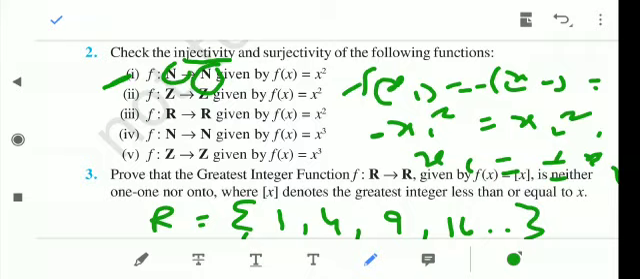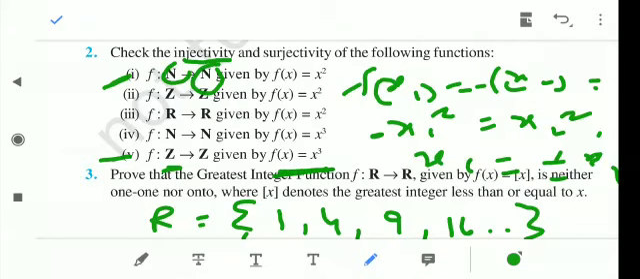Now let us look at the fifth part, f: Z to Z, f(x) = x cube. Let us take x1, x2 belonging to the domain Z such that f(x1) = f(x2). This implies x1 cube equals x2 cube, and if cubes are equal, then the cube roots will necessarily be equal. So x1 = x2, therefore this function is 1-1.